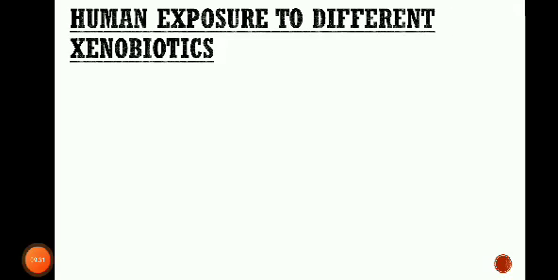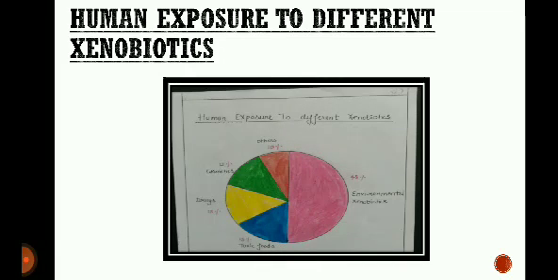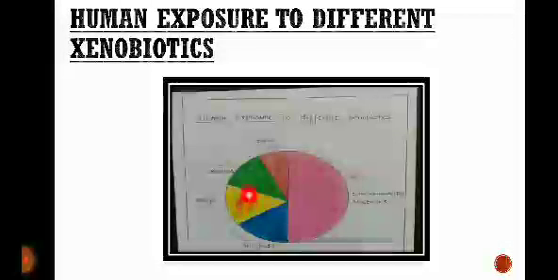Next chemical is phthalates. The products are nail polishes, perfumes, and their effects can cause early puberty, breast cancer, weak estrogen production. Now, human exposure to different xenobiotics. Here in this picture, as you can see, the highest percentage of human exposure is from environmental xenobiotics, which is 43%. Then toxic food and drugs consist of 15%, cosmetics consist of 12%, and others are 10%.